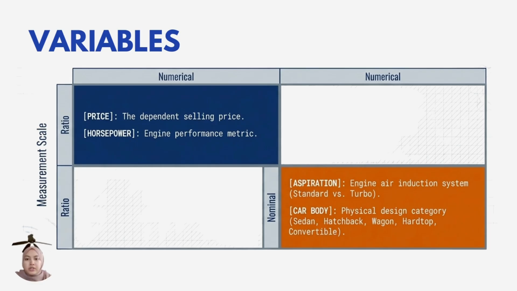The selected variables consist of both numerical and categorical variables. Price and horsepower are numerical variables measured on a ratio scale, while aspiration system and car body type are categorical variables measured on a nominal scale. These variables were chosen to analyze vehicle characteristics and investigate their relationship with vehicle price.